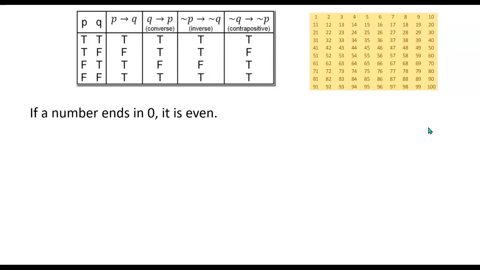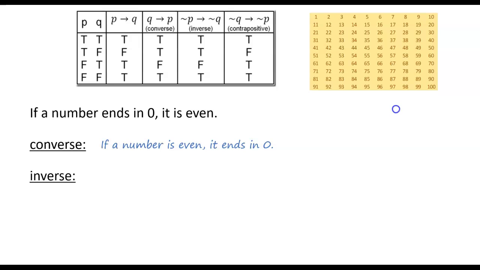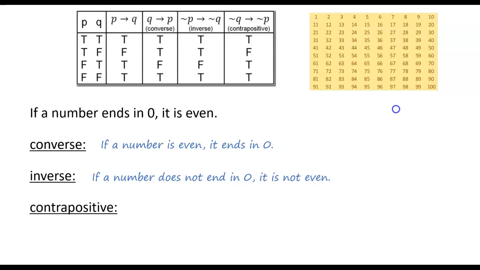Let's try another example. If a number ends in 0, it is even. A number that ends in 0 must be an even number. The converse, if a number is even, it ends in 0. The inverse, if a number does not end in 0, it is not even. The contrapositive, if a number is not even, it does not end in 0. And which of those is actually a true statement? The contrapositive.